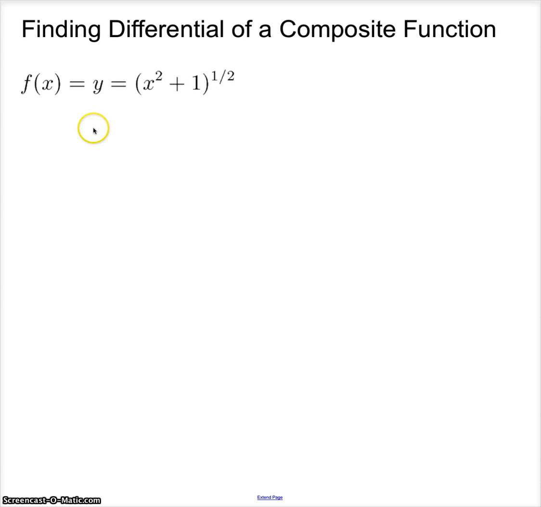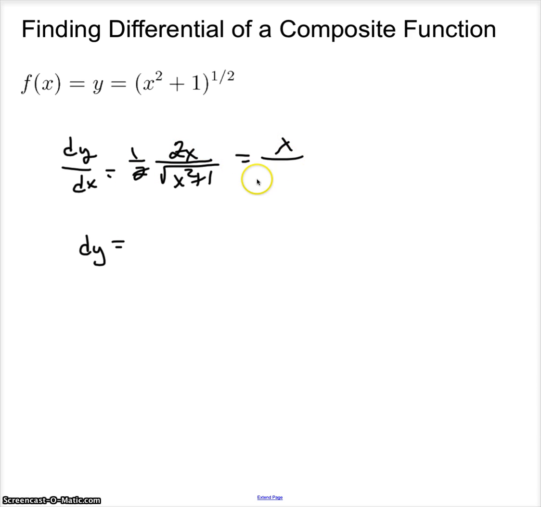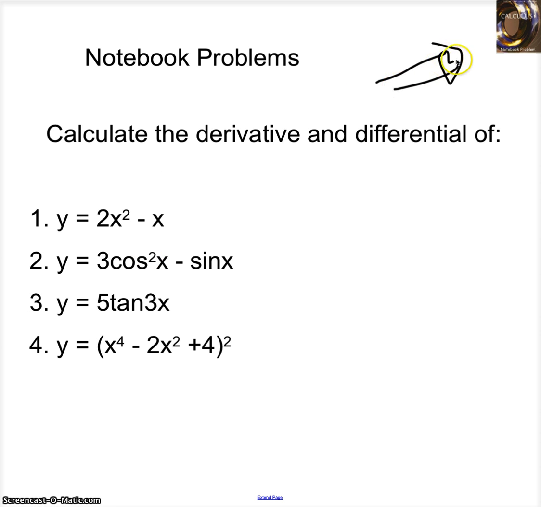Now let's find the differential of this one. Dy dx is 1/2. Okay, this is the square root of x squared plus 1. Derivative of the inside is, of course, 2x. So the differential is x dx over the square root of x squared plus 1. Now some people will insist that the x be completely to the right. It doesn't bother me as long as you're algebraically correct. All right, pause the video and restart it when you're done.